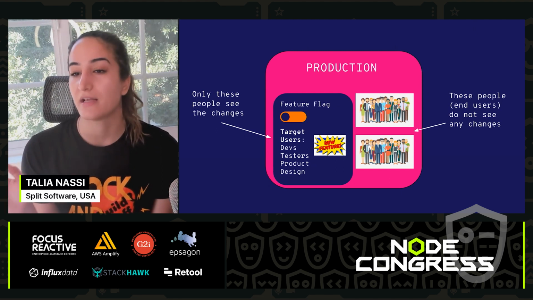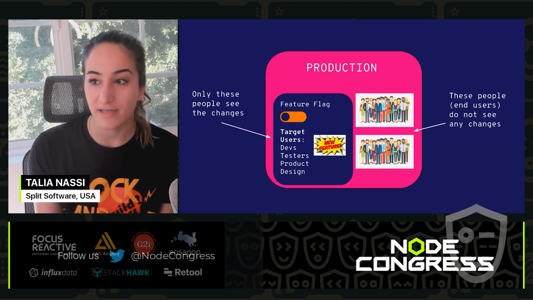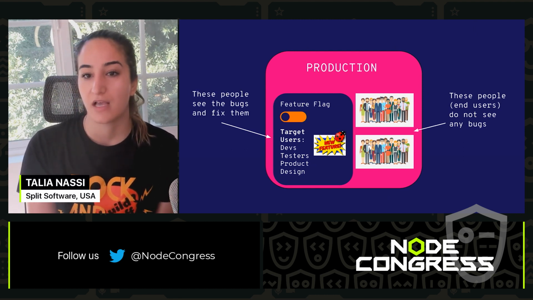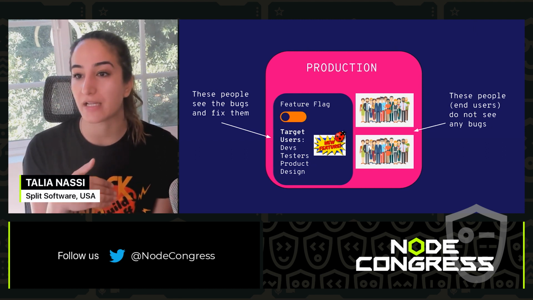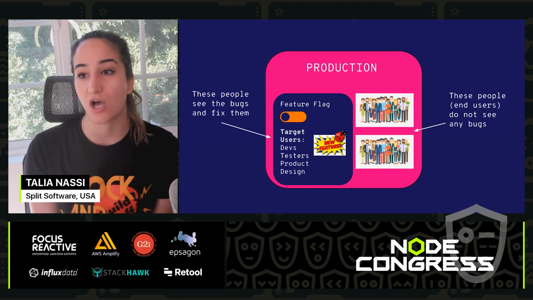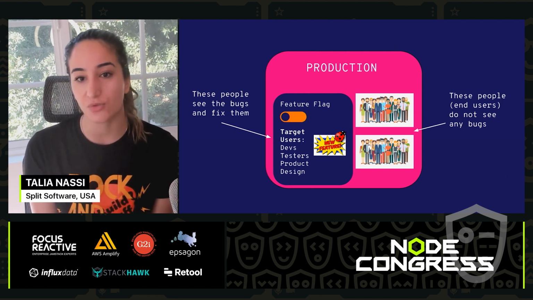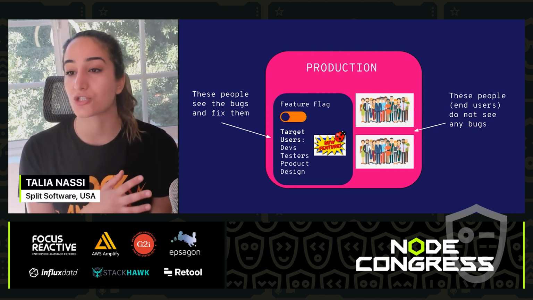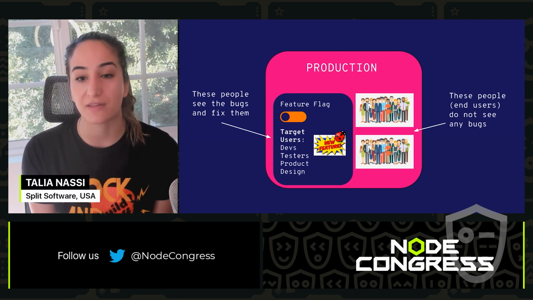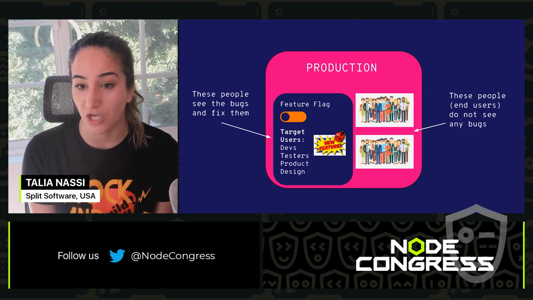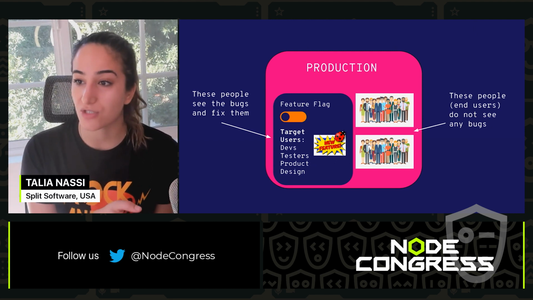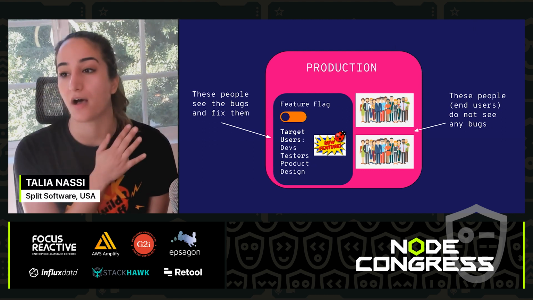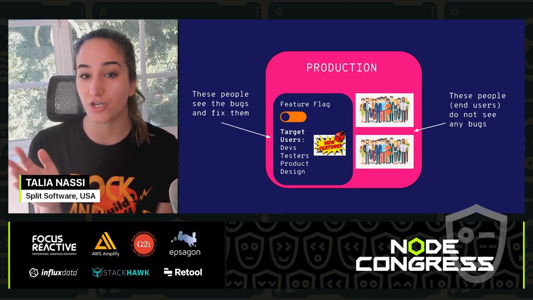These people on the right, these real end users, they can't see anything related to the feature because they're not targeted in the feature flag. And so while the feature flag is off, you go in and you test everything. So you test all of your functionality, you test your design, you go through all the requirements, make sure everything works. If there's a bug, it has no impact on your end users because, again, they don't have access to it. They're not targeted. So when there's a bug, you send it back to your development team, they fix it, you test it again, and that process will continue until you have a bug-free feature in production.